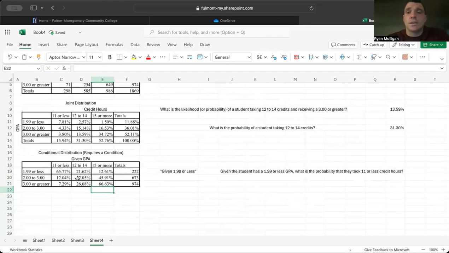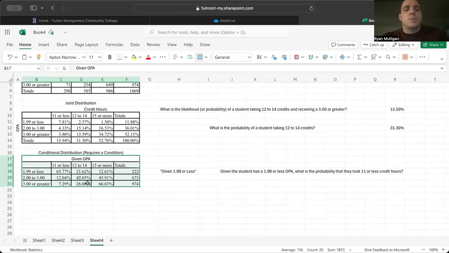And now what I've done is I've created the condition that given the GPA, these are the probabilities or the likelihoods of a student taking a certain number of credit hours. And I can quickly go through the table and identify, what is the likelihood that given a student got a 3.0 or greater, that they had 15 or more credit hours? Well, that's 66.63. And then I do the same exact thing.